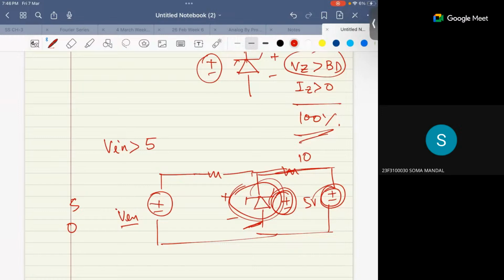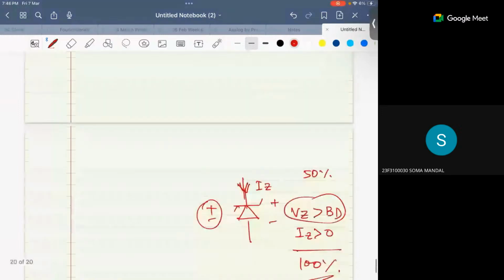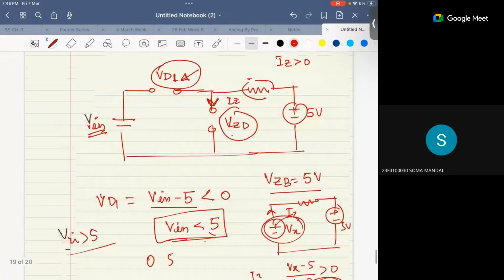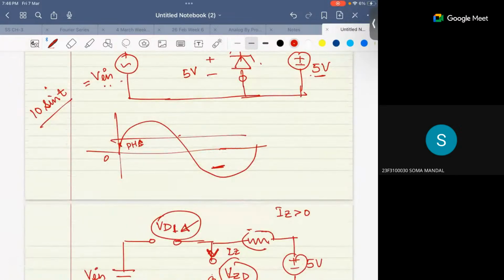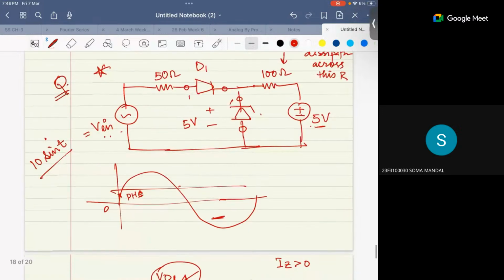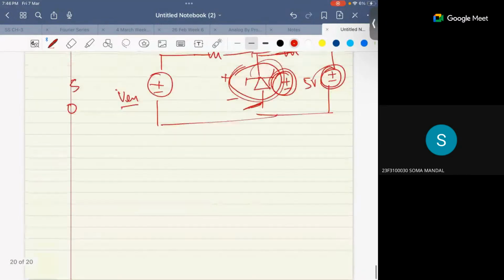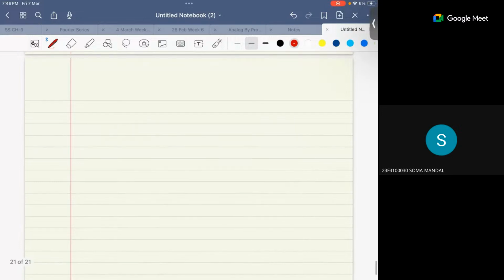Now if it is working in the negative half cycle, what will happen? In the negative half cycle, it will always be off. If you are attaching any voltage in the negative half cycle, both of them will always be off, you can calculate that also. Let's for example, I am assuming both are off.